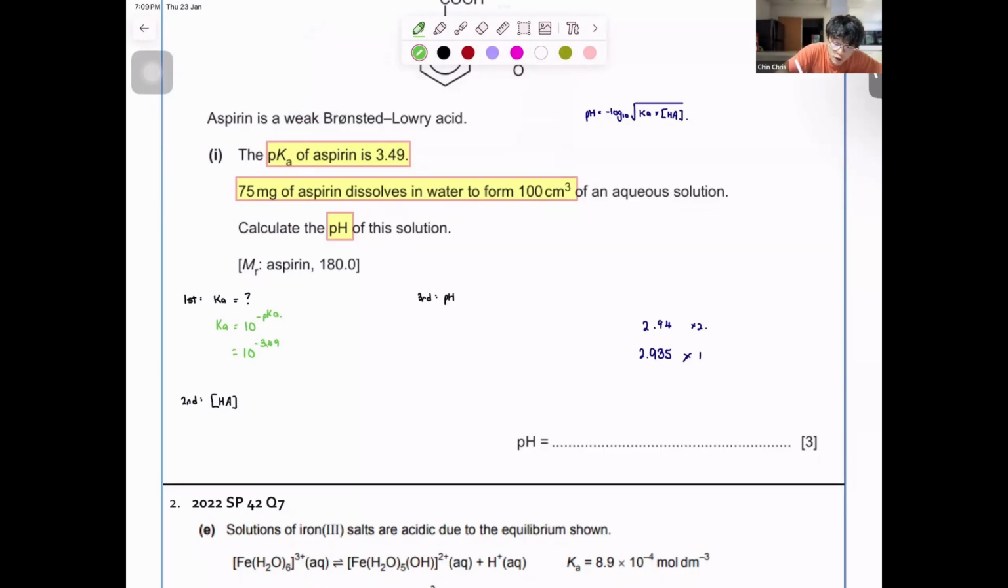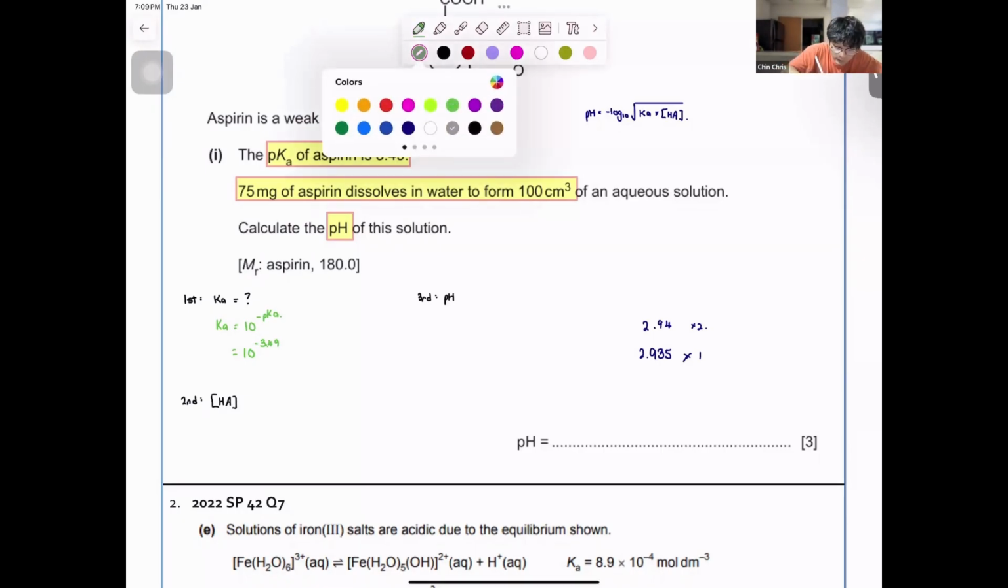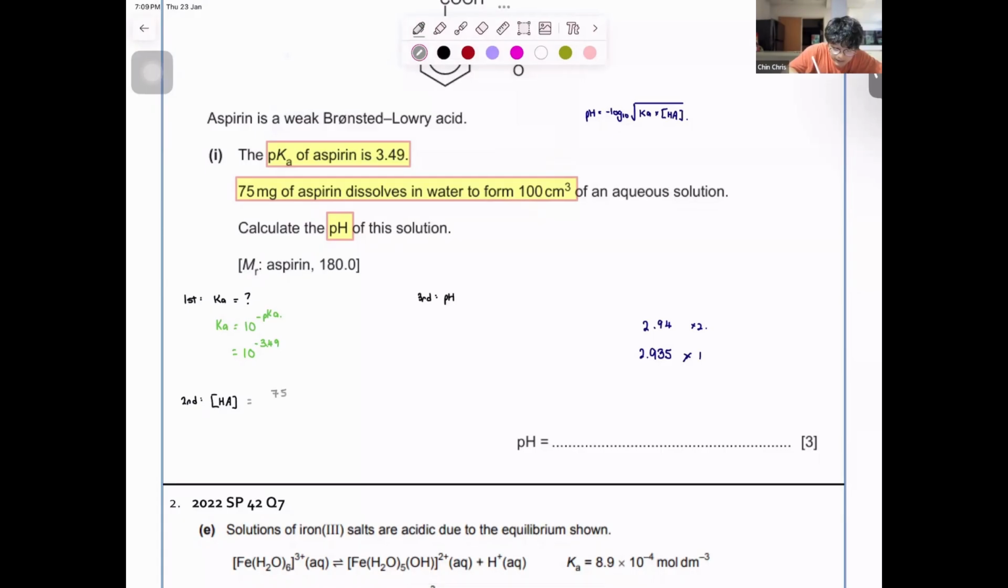Second step, HA concentration. Guys, it's milligram. Milli is times 10 to the power of negative 3, right? Divide by, this is how much? 0.1 dm cube, right? So you get 75 times 10 to the power negative 2 gram per dm cube. And guys, you have to find the concentration in mole per dm cube, right? Please divide by Mr.